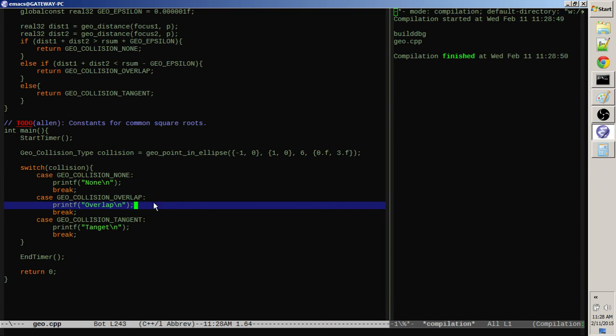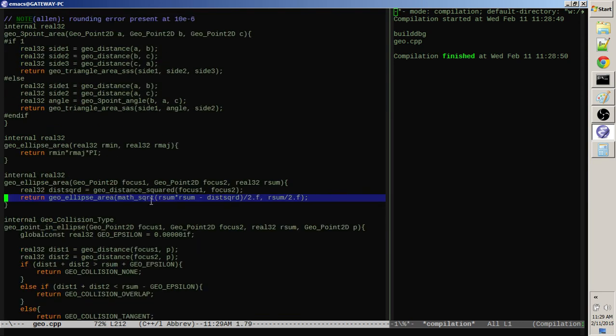Maybe we'll test this a little bit more. Try another ellipse. Try an ellipse with 2 foci at the center. But looks like we're on the right way to get that figured out. So I hope this has been interesting.